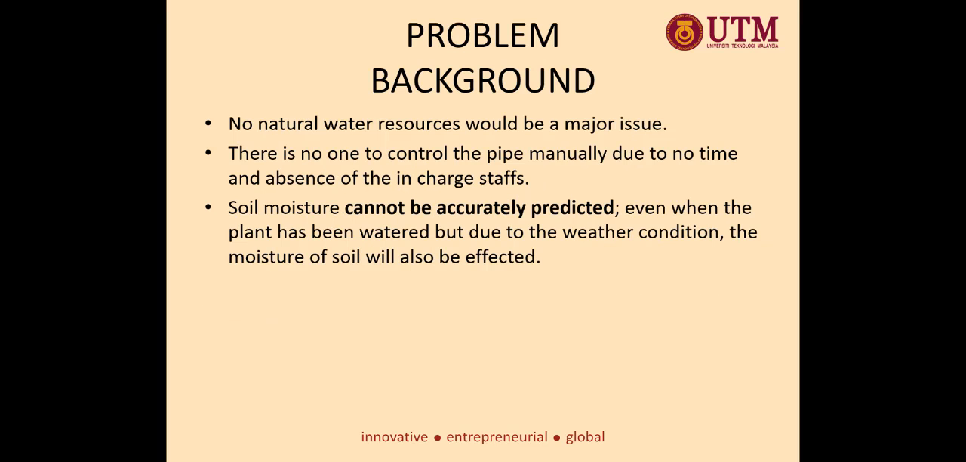So next is the problem background. The first problem is that the lack of natural water resources will be a major issue, and also there is no one to control the pipe manually due to no time and the absence of the in-charge staff. Also, the soil moisture cannot be accurately predicted even when the plant has been watered, because the weather condition will also affect the moisture of the soil.